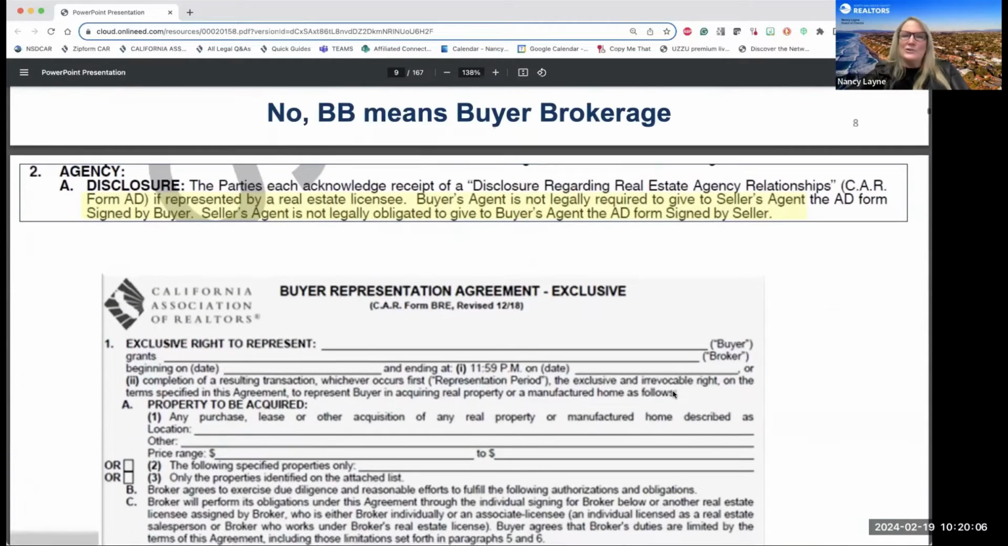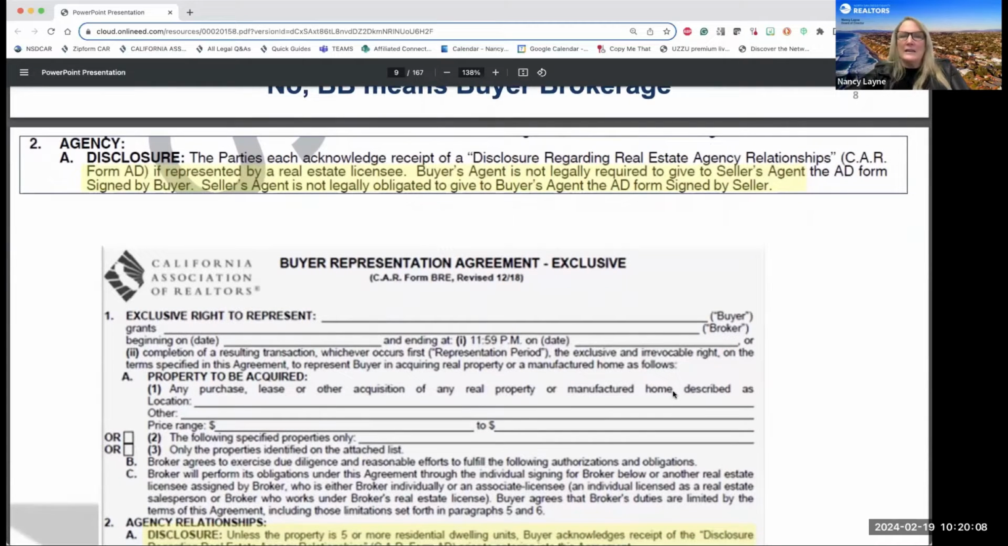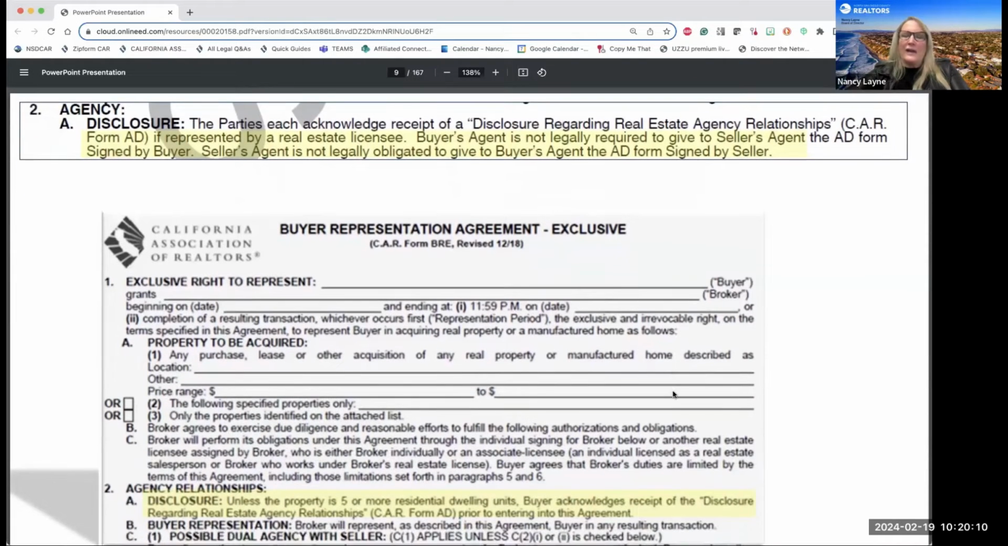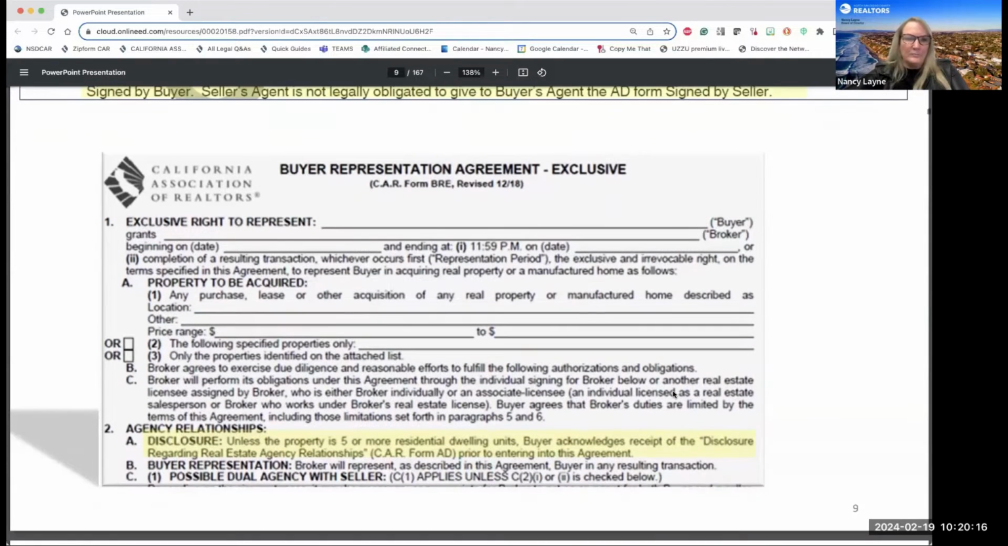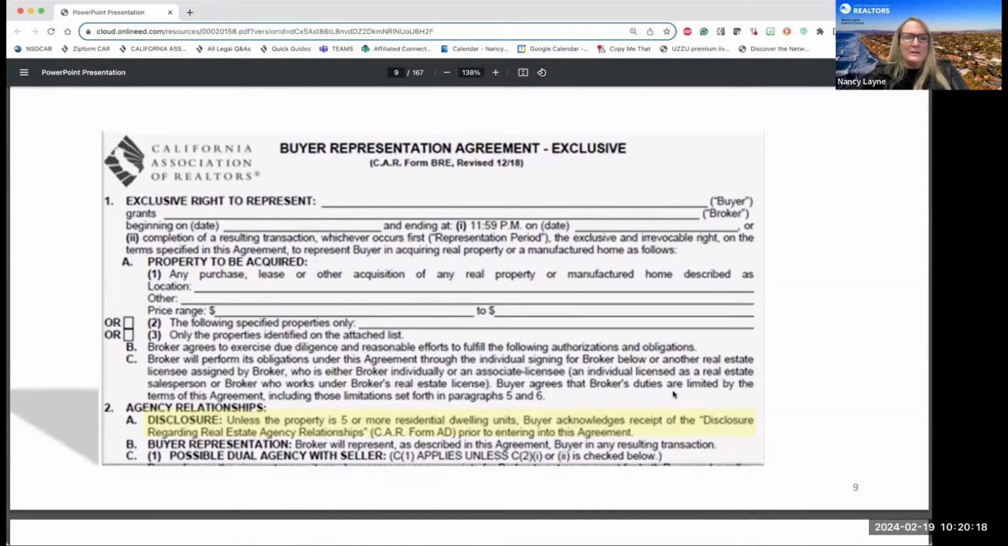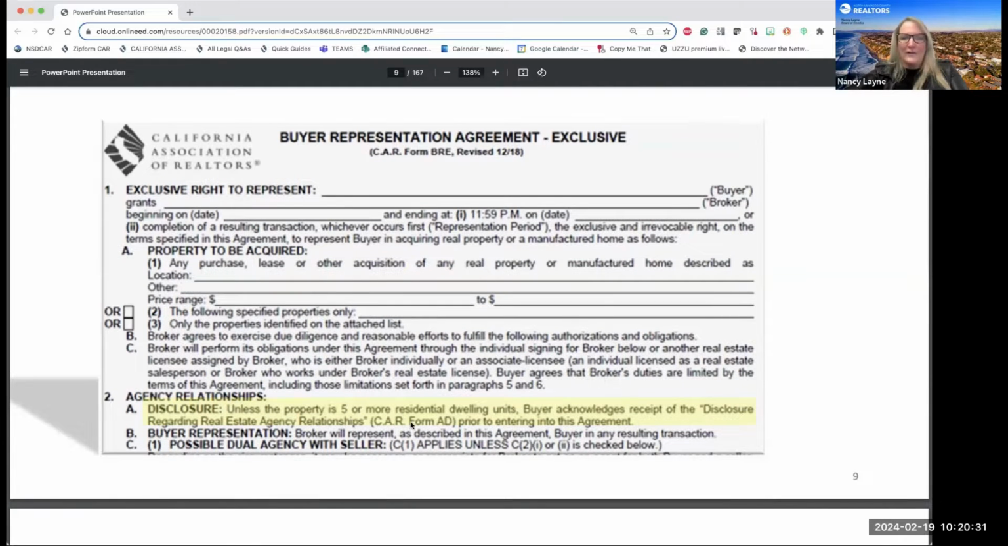So agency disclosure is a requirement. Again, if that form is not correctly filled out, it hasn't happened a lot, but I've seen it negate a contract. So the buyer representation agreement: unless the property is 5 or more residential dwelling units, the buyer acknowledges receipt of the disclosure regarding real estate agency relationships. It's required on everything except, as it mentions, 5 or more dwelling units.